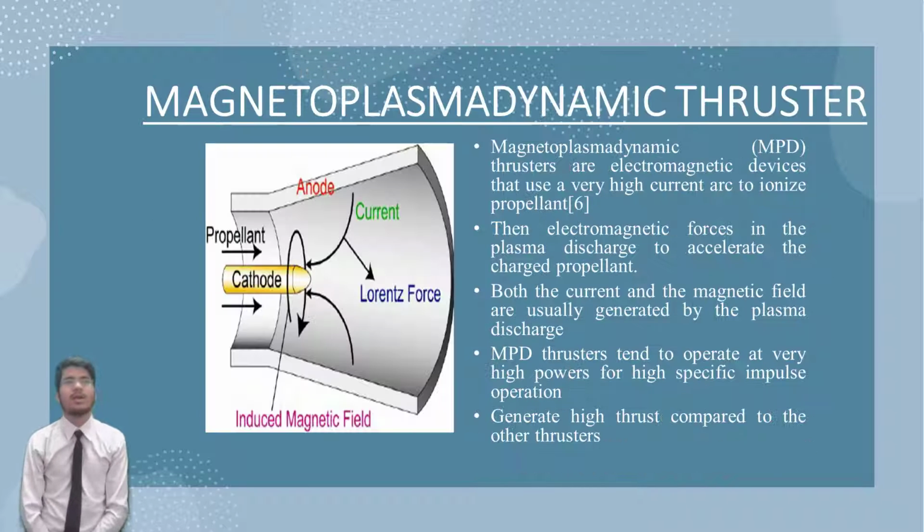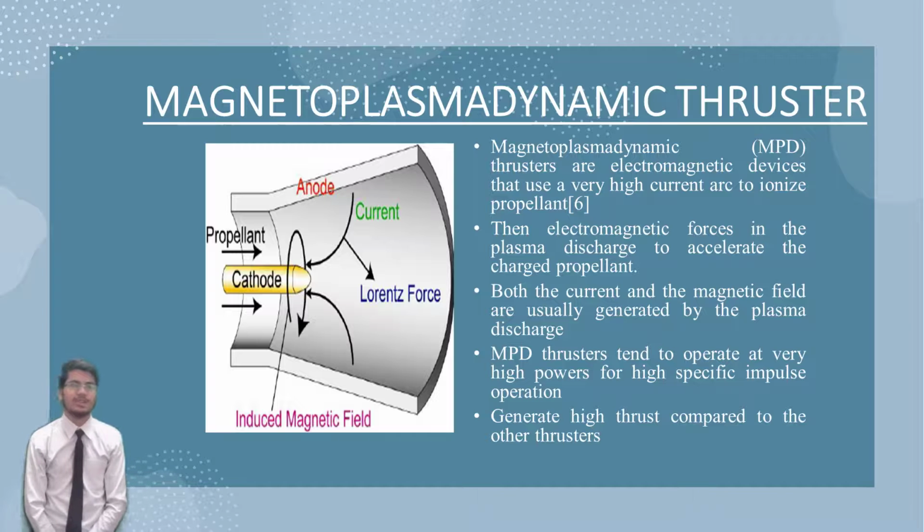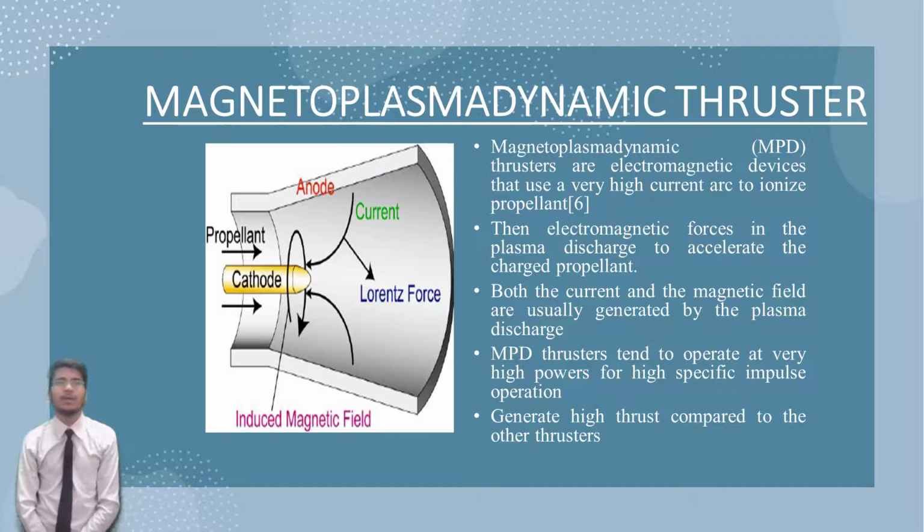Magnetoplasmadynamic thruster. It is an electromagnetic device that uses a very high current to ionize a significant fraction of the propellant and then electromagnetic force in the plasma discharge to accelerate the charged propellant. Since both the current and the magnetic field are usually generated by the plasma discharge, MPD thrusters need to operate at very high power in order to generate sufficient force for high specific impulse operation.